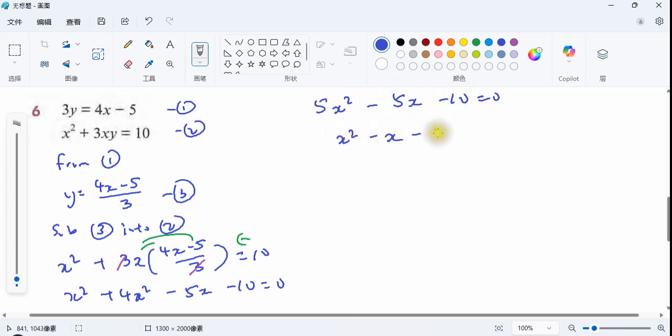x squared minus x minus 2 equal to 0. And then we do the factorization. So x, 1, 2, so negative 2 plus 1. So x equal to negative 1 and x equal to 2.